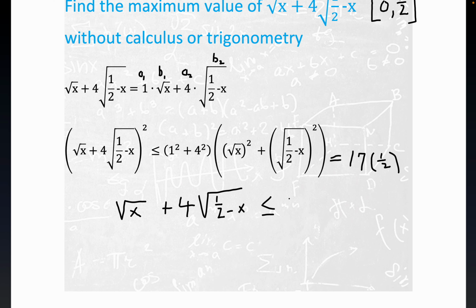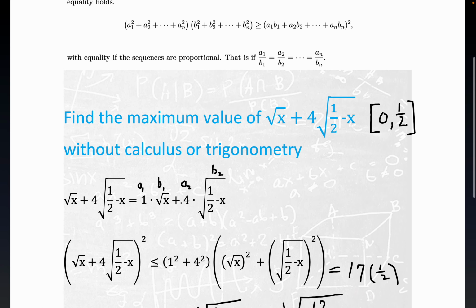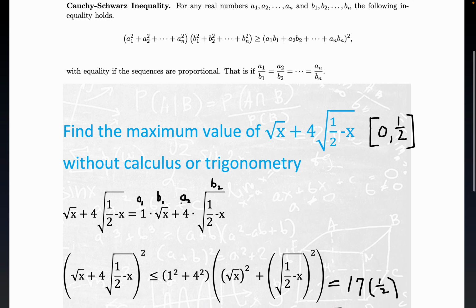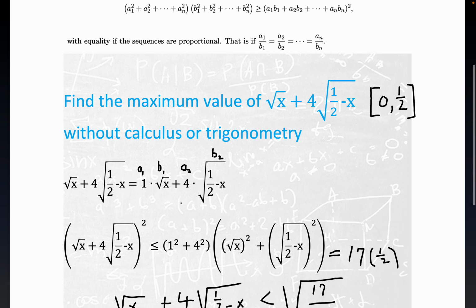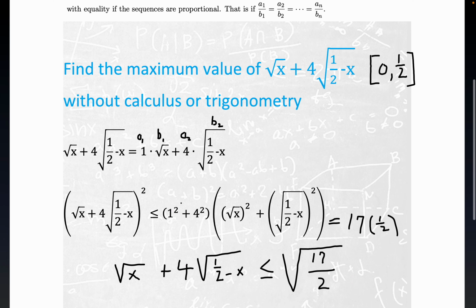The square root of 17 over 2. Okay, folks, and that's exactly what we set out to prove. This establishes that this expression, which is the original problem, is less than or equal to the square root of 17 over 2.